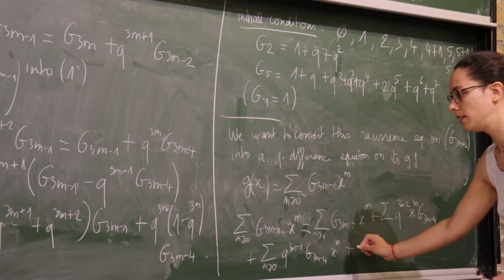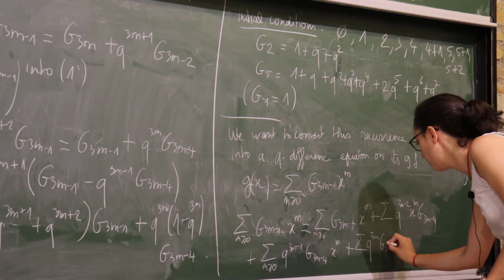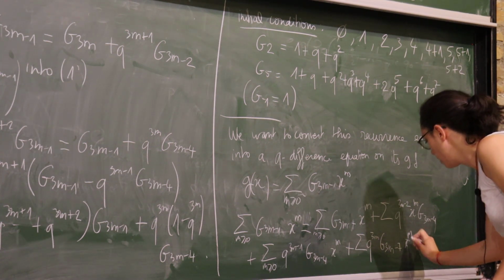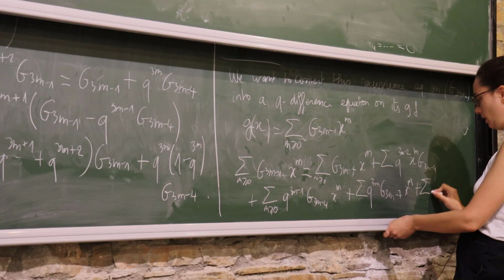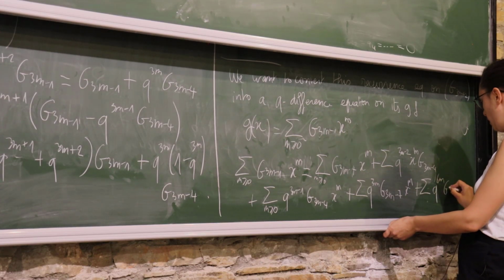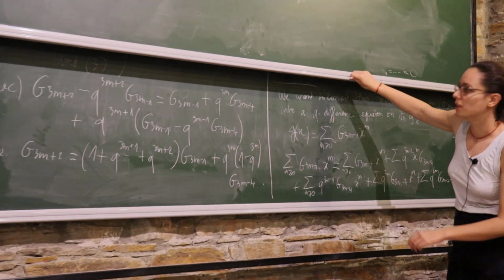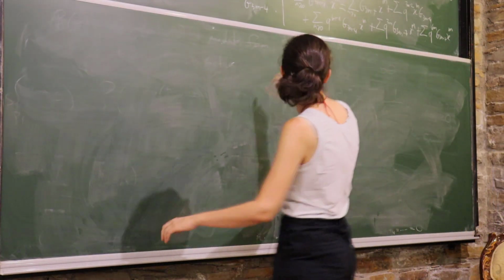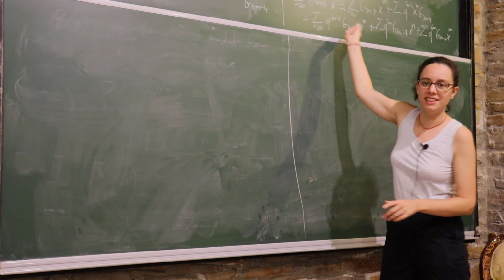So we will have the sum of q to the 3m, g 3m minus 7, x to the m, and a last one, which would be q to the 6m, g 3m minus 7, x to the m as well. Okay, so very well, I will put that up. And actually, I will continue here because we are closer. I'm not sure I would see from there. Okay, so here we have exactly g of x.